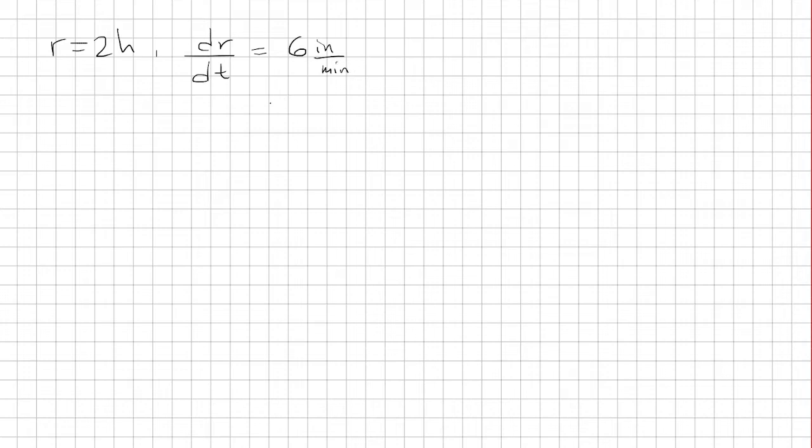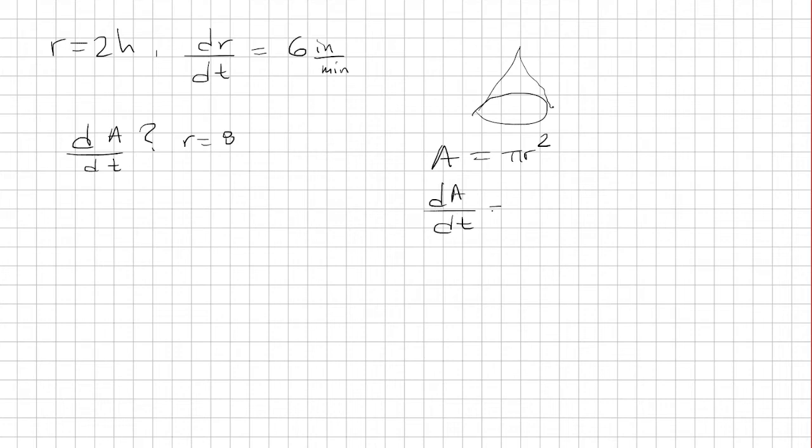For part A, we want to find the rate at which the area of the base is changing when the radius is 8 inches. So the area of the base, so we have a cone like this. The base is a circle, so the area of a circle is pi r squared. So the derivative of the area with respect to time is just dA over dt. And the derivative of pi r squared is just 2 pi r times dr over dt.